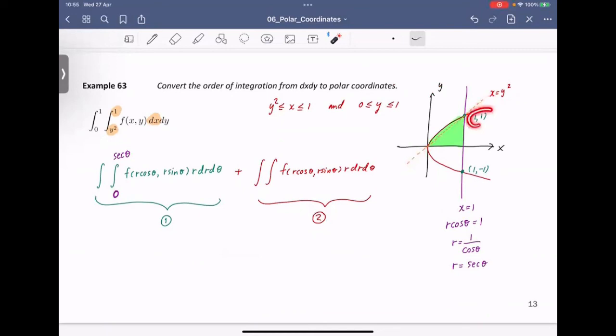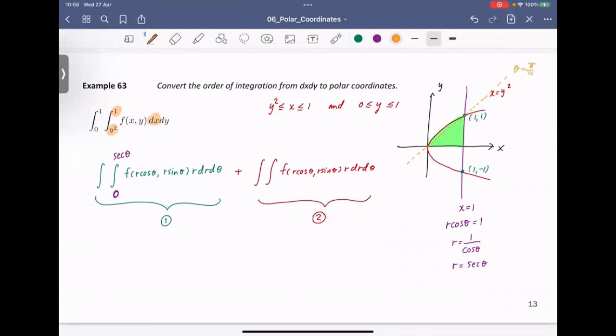Remember, it passes through (1, 1). So it's symmetric. This is 1 and this is 1, so tan theta is 1. What theta gives tan theta equal to 1? I saw a lot of students say pi over 4. Thank you, so good. That is pi over 4. Make sense? This is theta equal to pi over 4.